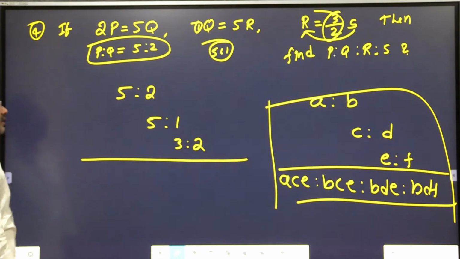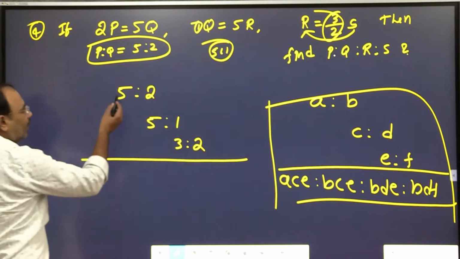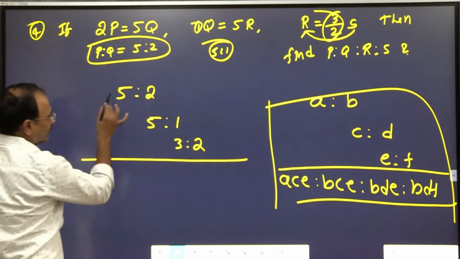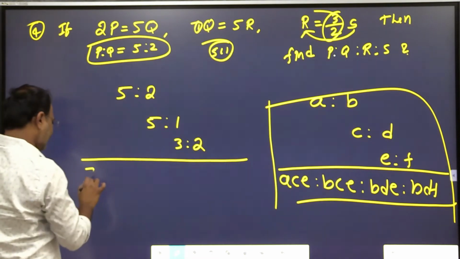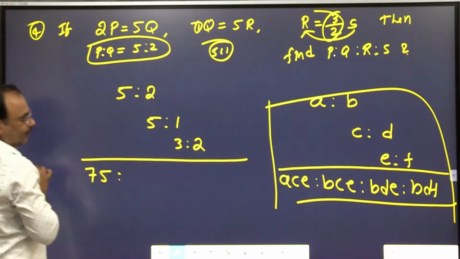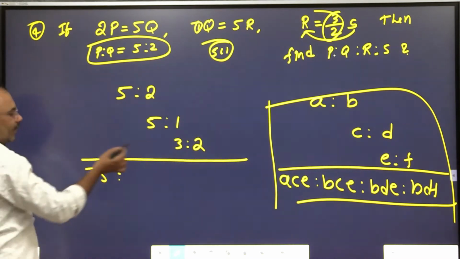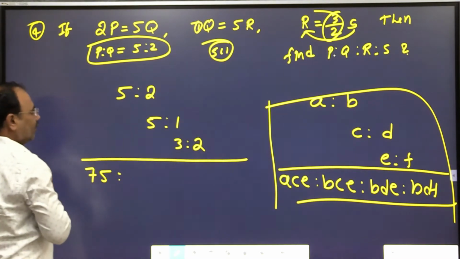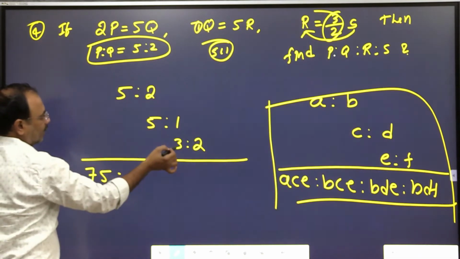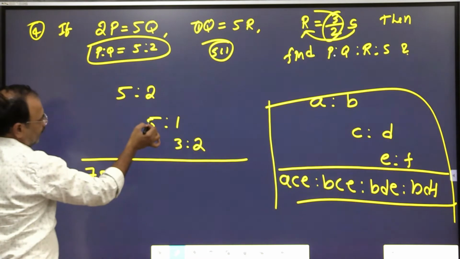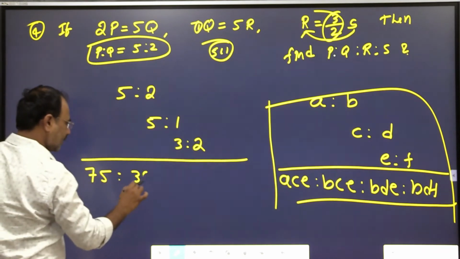So in the same manner, what is the first term? 5 into 5 into 3, the antecedents. 5 into 5 is 25, 25 into 3 is 75. What is the second term? 2, 5, 3. 2 into 5 is 10, 10 into 3 is 30. This is the second term.